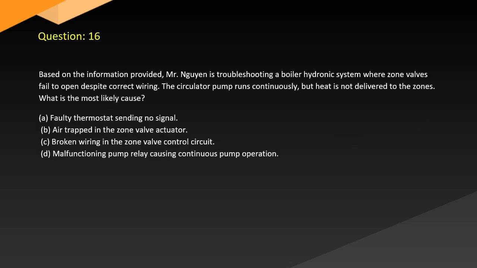Question 16. Based on the information provided, a technician is troubleshooting a boiler hydronic system where zone valves fail to open despite correct wiring. The circulator pump runs continuously, but heat is not delivered to the zones. What is the most likely cause? A. Faulty thermostat sending no signal. B. Air trapped in the zone valve actuator. C. Broken wiring in the zone valve control circuit. D. Malfunctioning pump relay causing continuous pump operation.